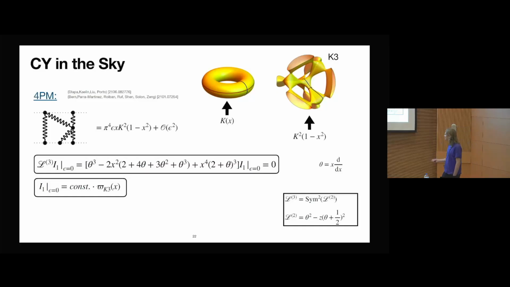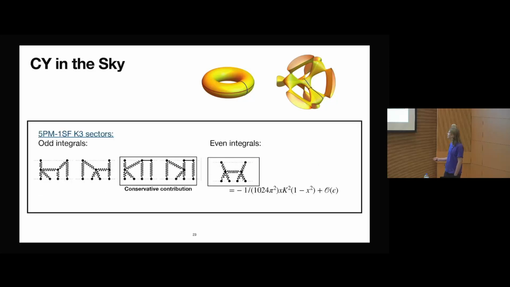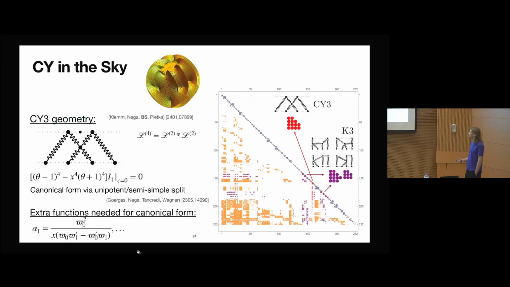This is nice, but why is this necessary? Why do we need to do this? In principle, we don't need to do this for this A3 case, which also appears again at 5PM in multiple sectors. But this is not all we found. We also have this Calabi-Yau integral here, which obeys a fourth order differential equation.